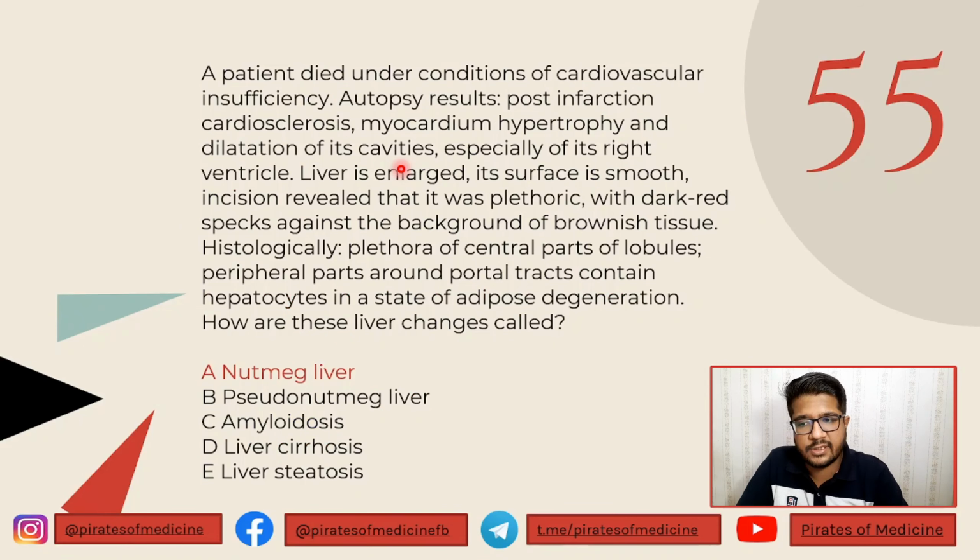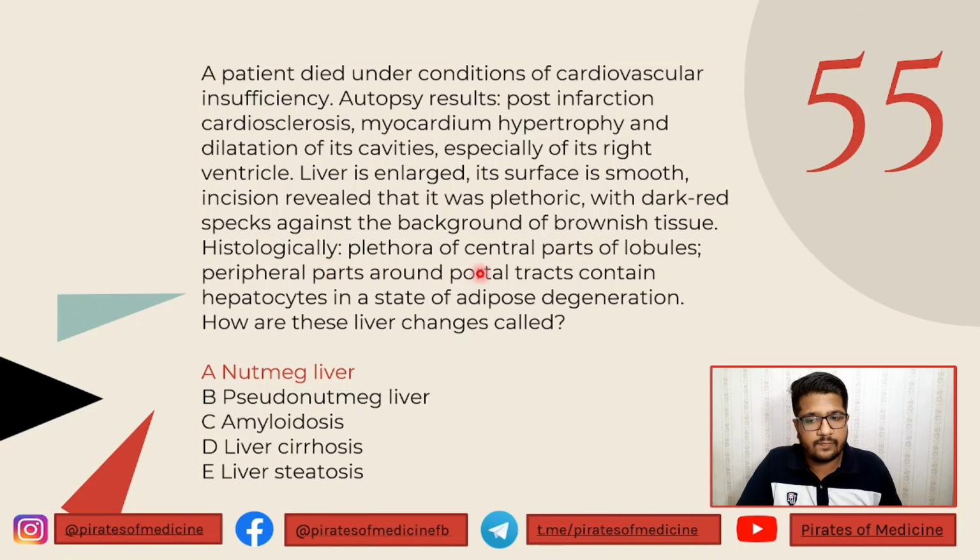The 55th question is that a patient died under conditions of cardiovascular insufficiency. Autopsy results show post-infarction cardiosclerosis, myocardial hypertrophy, dilation of its cavities, especially of the right ventricle. The liver is enlarged, its surface is smooth. Incision revealed it was plethoric with dark red specks against the background of brownish tissue. Important: dark red specks against the background of brownish tissue.